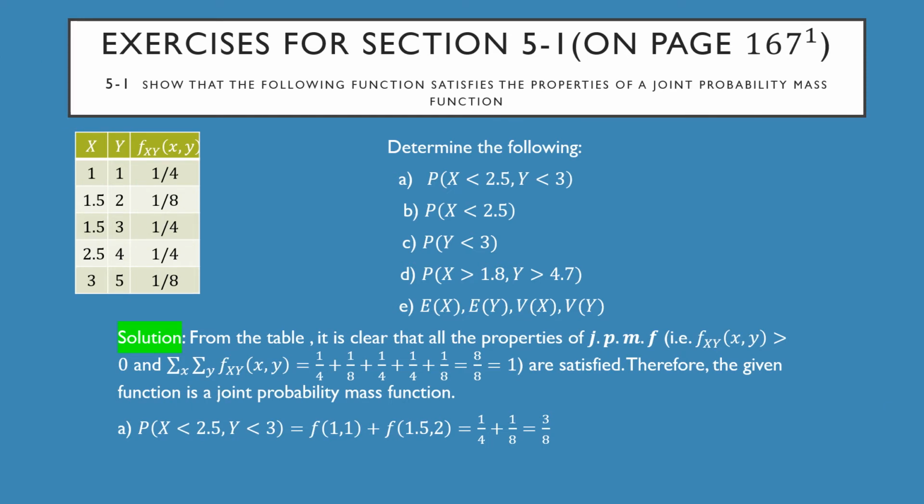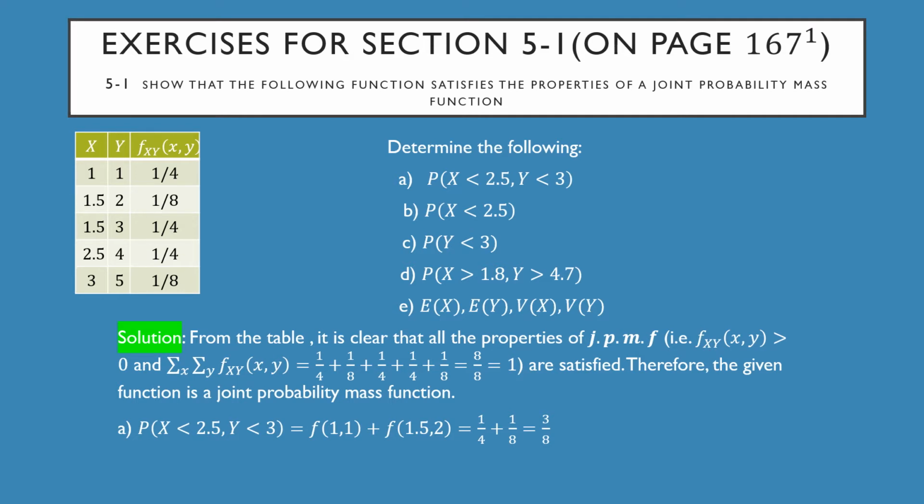Before answering the question, let me give you a quick review. When we say that a given function is a joint probability mass function, the first condition is that all the functional values should be either 0 or bigger than or equal to 0, and the second most important condition is that when we collect all the values of the given function, the answer should be a unit.